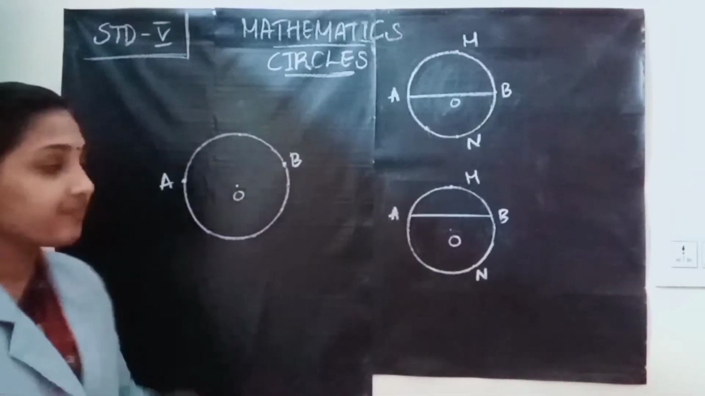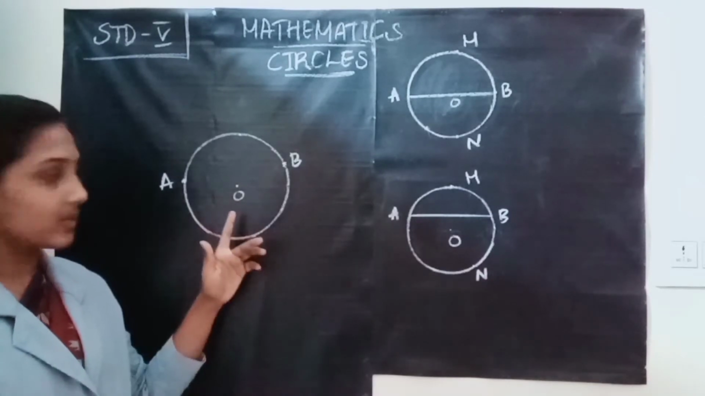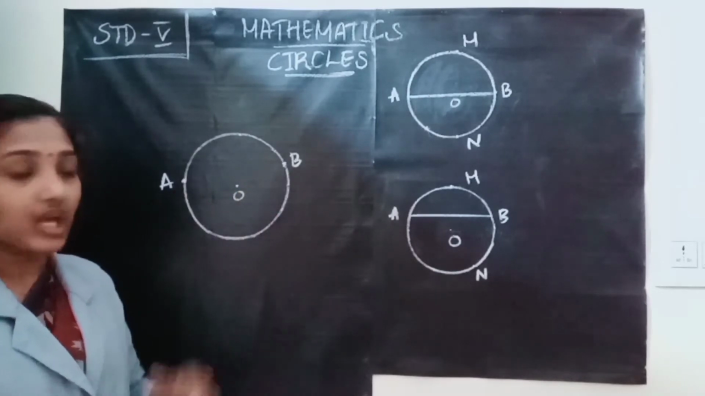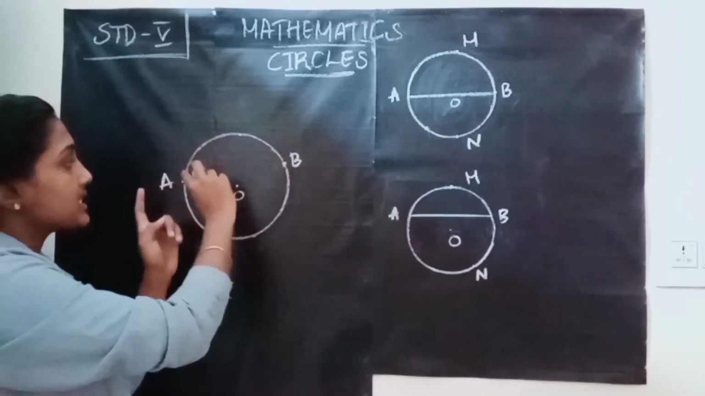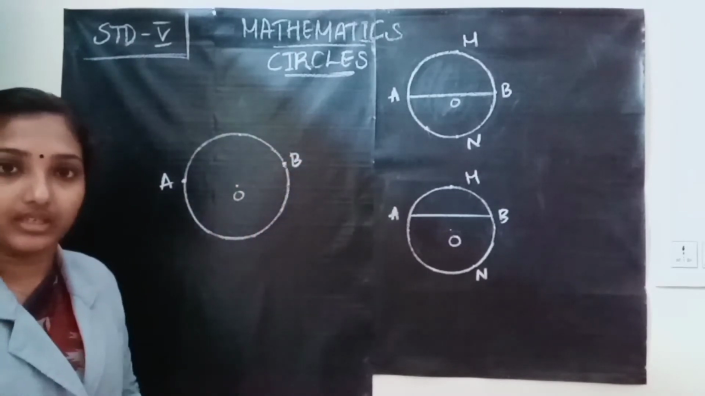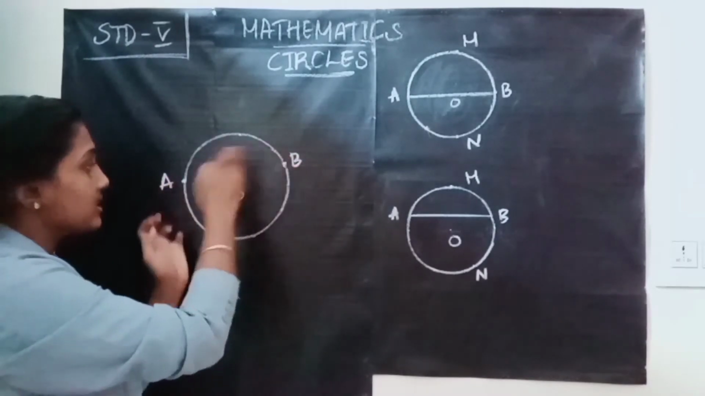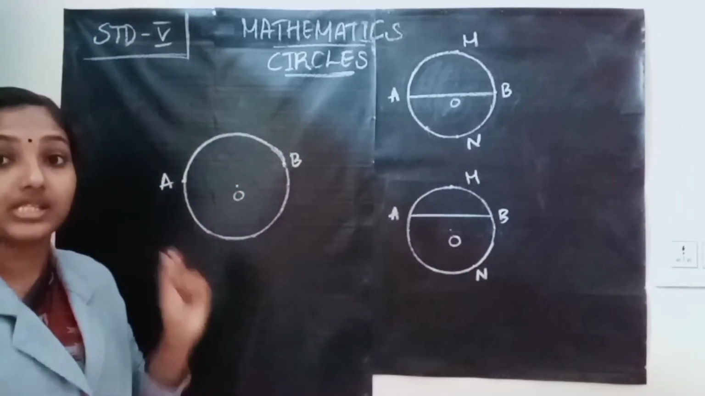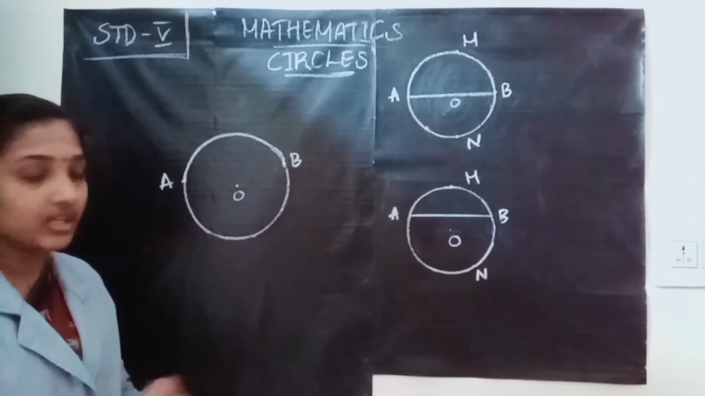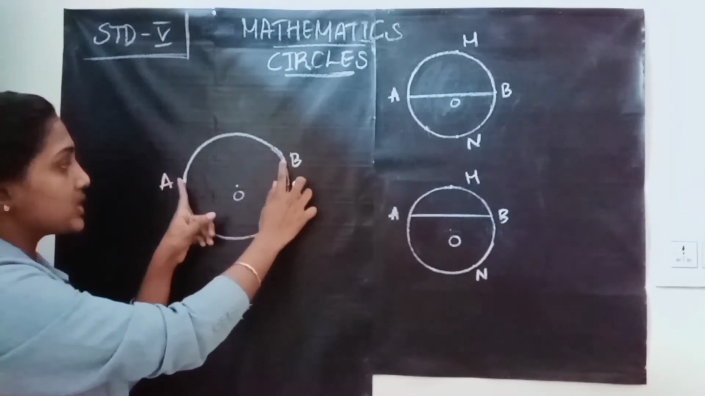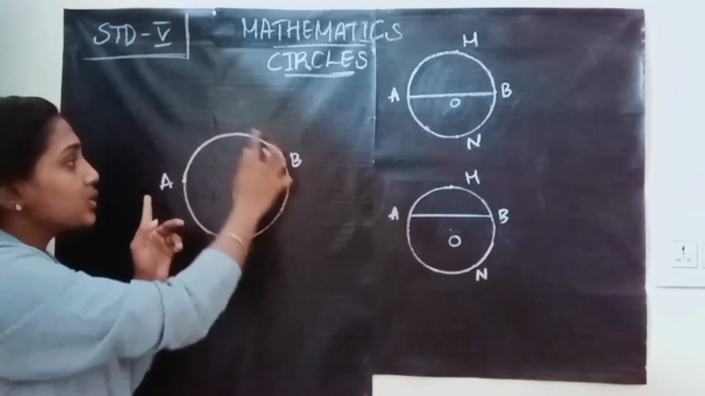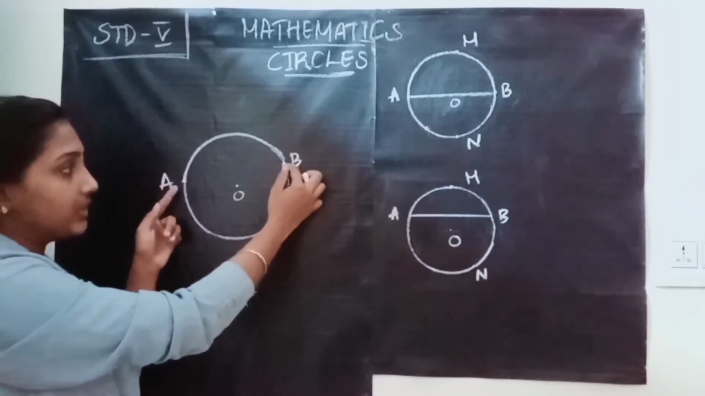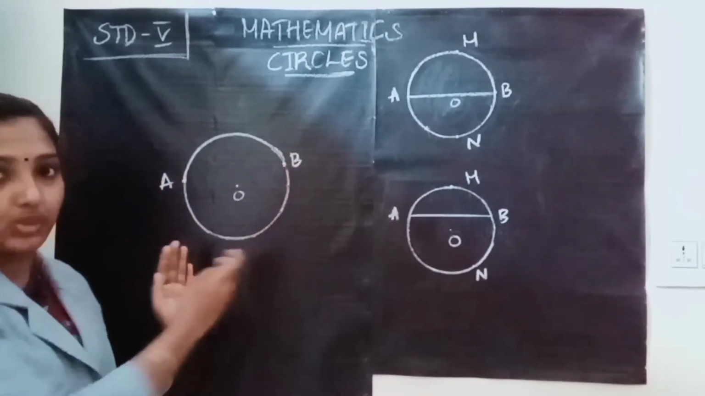Now see, here I have a circle with center O, and I have marked 2 points on the circle, A and B. In between these points I have a part of the circle, right? The part of the circle which lies between 2 points of the circle is called an arc of the circle. We can find that part of the circle in between these 2 points here, and also here.